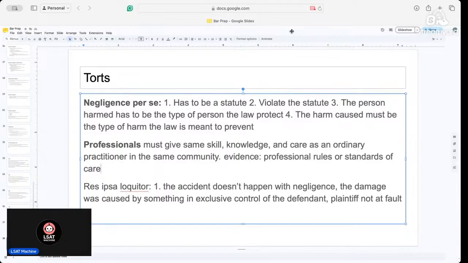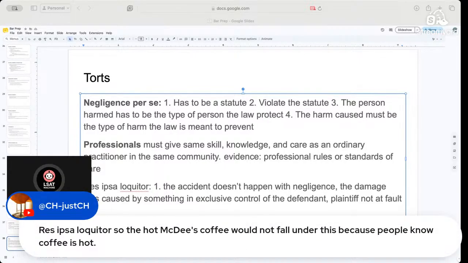Res ipsa loquitur, so the hot coffee does not fall under this because people know coffee is hot. Yes, but that's actually such a good example, and that case comes up a lot in law school. The issue with their coffee was that it was extremely too hot, but they did it on purpose, so they weren't even negligent. It's like 400 degrees, I have to look it up. The woman who the coffee dropped on had horrible burns all over her. It sounds like a silly lawsuit, but she actually was really hurt, and what they were doing was not safe.